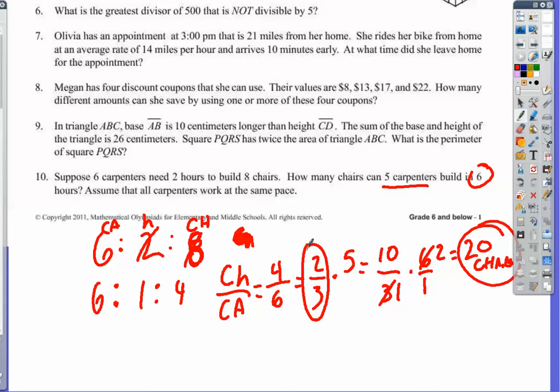And I know that because I have less chairs than carpenters, so I have a fraction less than 1. So if each carpenter has 2/3 of a chair made, and I have 5 carpenters, that means those 5 carpenters in 1 hour can make 10/3 chairs. Well, I want to know how long it takes to make 6 chairs. So I multiply 10/3 by 6, and I cross-reduce because it's always faster. And I mean, obviously you could have done 60 divided by 3 and get 20. That's fine. And so we get 20 chairs.